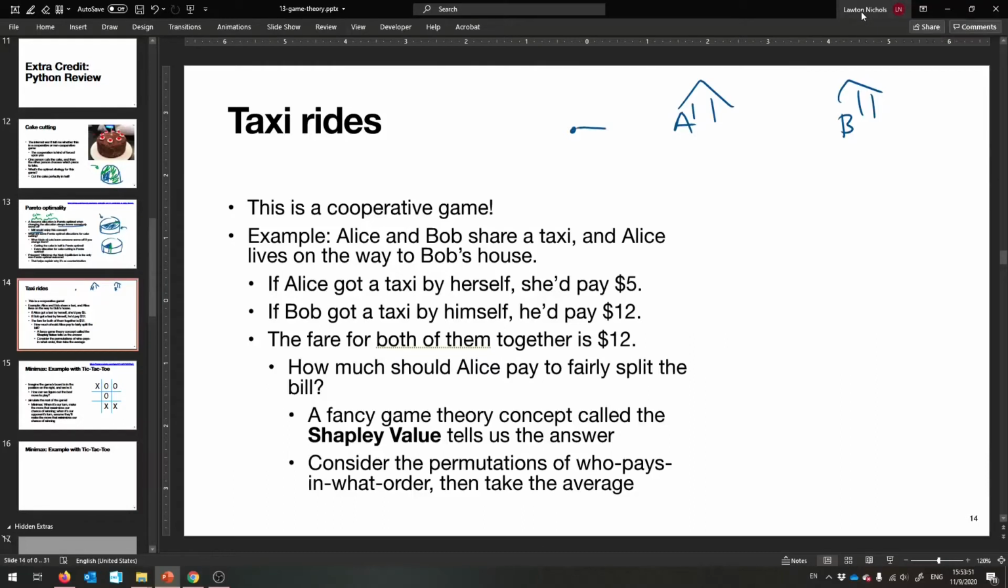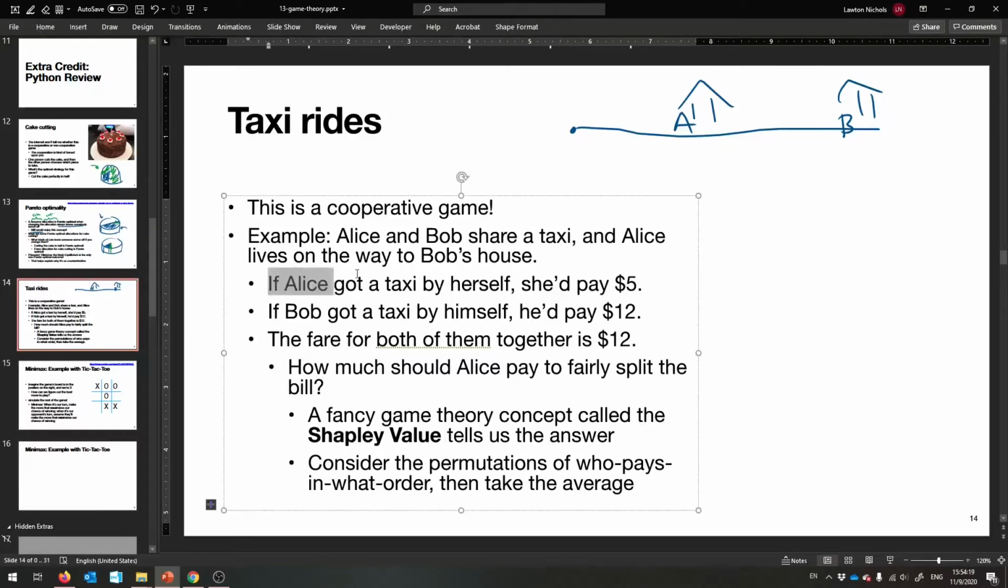And Alice lives on the way to Bob. So now this is a weird game to play because of the way these fares are about to work. Because they're sharing a taxi, they want to split the bill somehow, and we need to figure out the best way, the optimal way to split that bill. And so let's talk about our options.